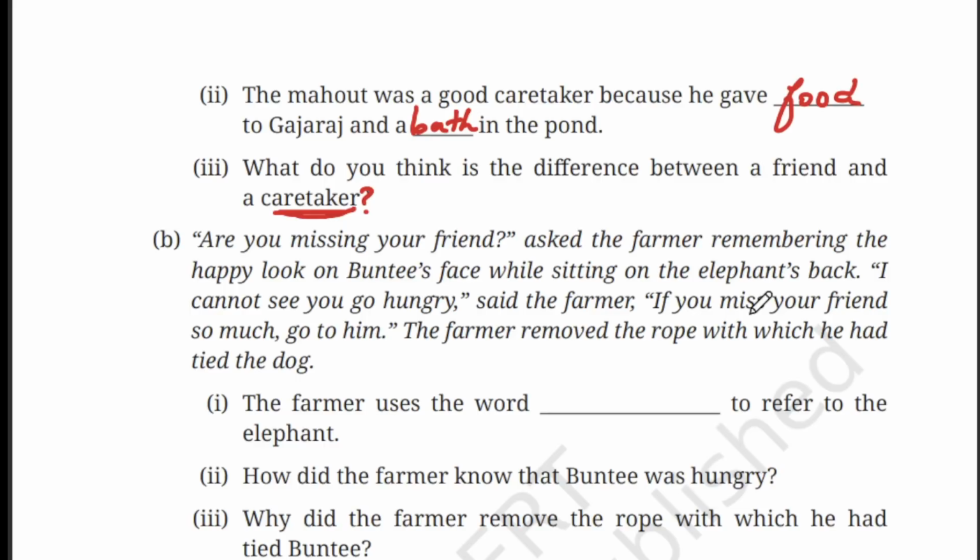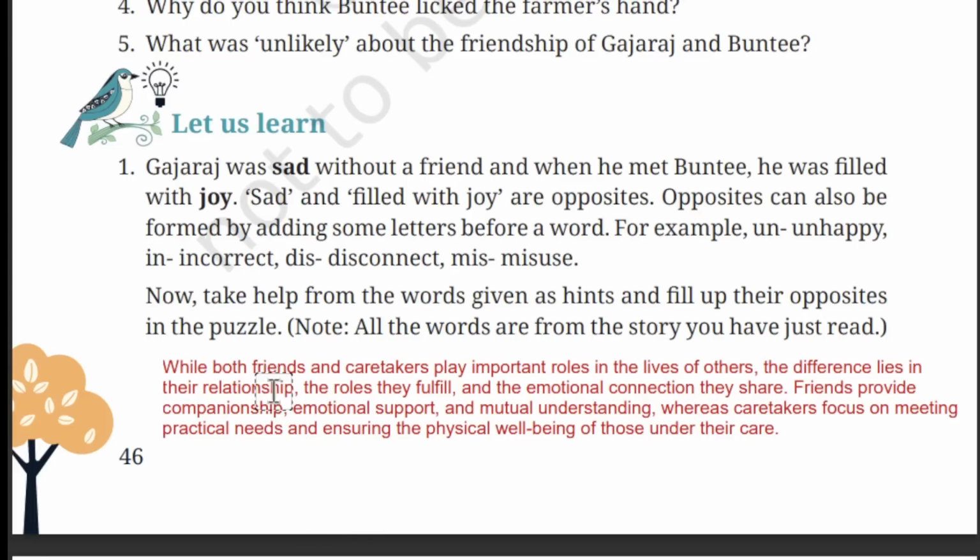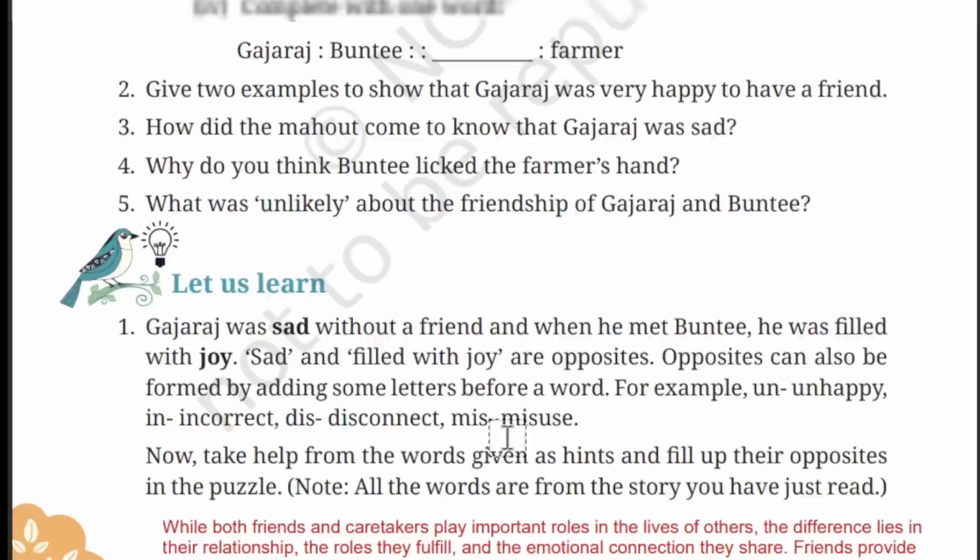Okay. So when you write an answer for this question, you have to frame it like this. You have to write, while both friends and caretakers play important roles in the lives of others, the difference lies in their relationship, the role they fulfill, and the emotional connect they share. Friends provide companionship, emotional support, and mutual understanding, whereas caretakers focus on meeting practical needs and ensuring the physical well-being of those under their care. Okay, so you have to frame your answer like this. Okay, so next one.